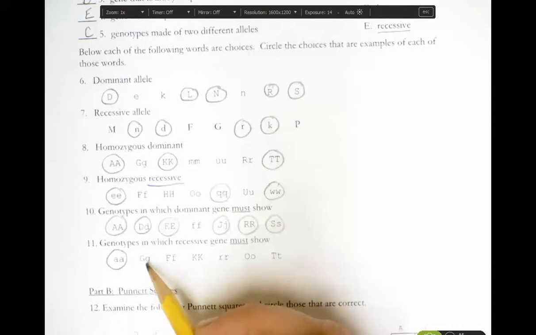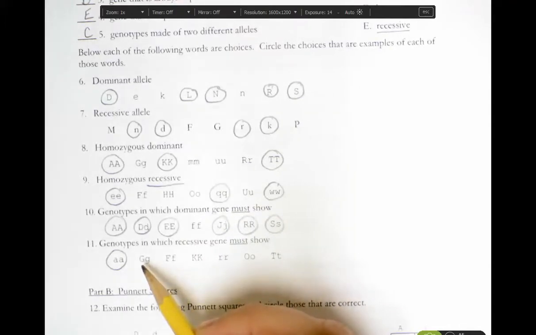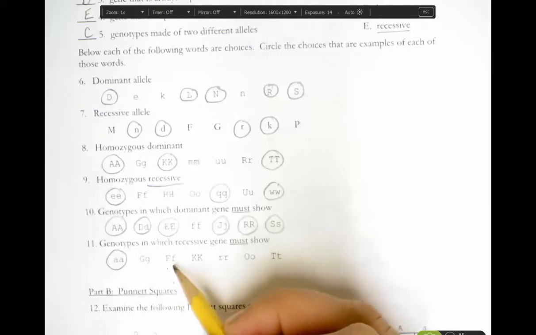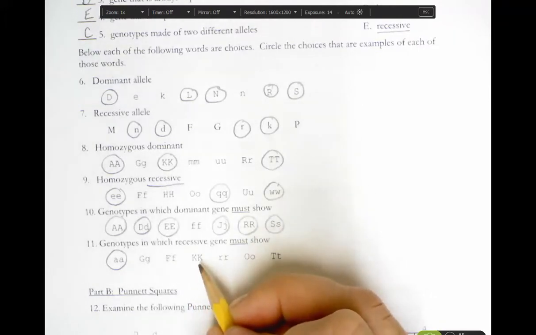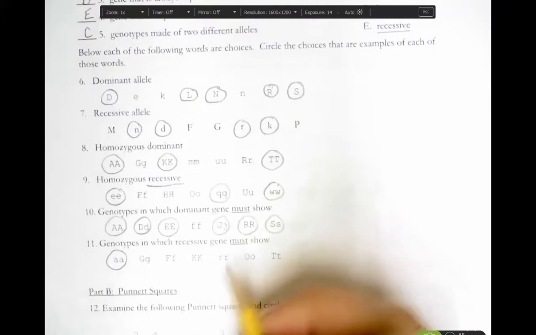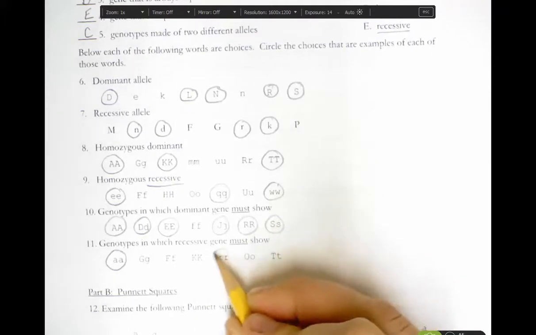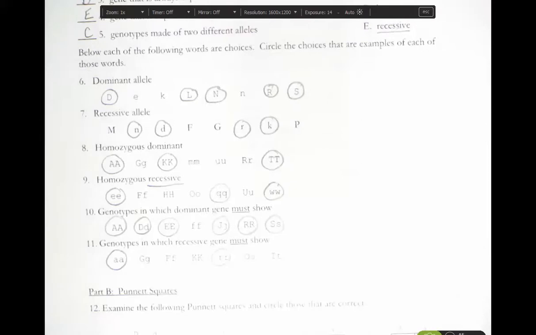Uppercase G, lowercase g, will the recessive allele be exhibited in the phenotype? No. Uppercase F, lowercase f, will the recessive allele be expressed in the phenotype? No. Uppercase K, uppercase k. No, the recessive allele is not even there. Lowercase r, lowercase r. Yes, it will be expressed. The phenotype will show whatever the trait is for that recessive allele, because there's not a dominant one present. And then no and no for the other two.